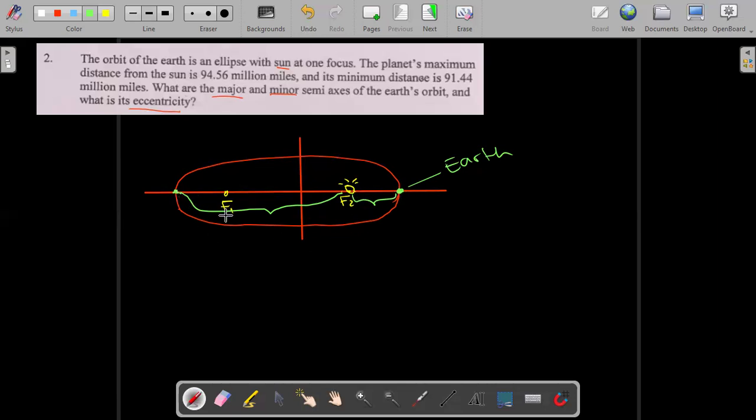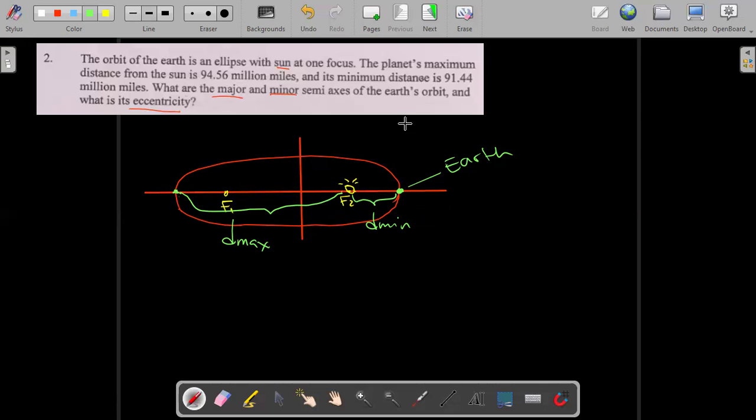So from the Earth to the Sun here, that will be the maximum distance. We name this first part D max, for maximum distance, and this other part D min, for minimum distance. That is what I'll name them.